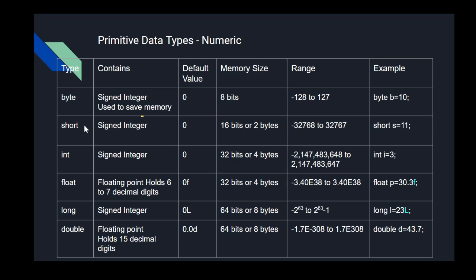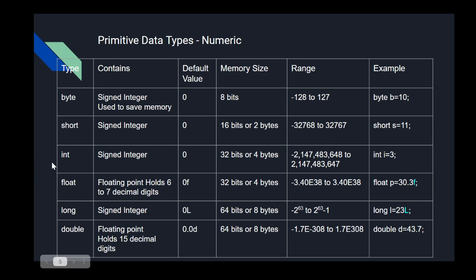A short. What is a short? It contains a signed integer. Its memory size is 16 bits or 2 bytes, and the range is negative 32,768 to 32,767. An example is short s = 11. It can be any number. The default value is 0. And if you think that number is very long, there are even higher numbers.